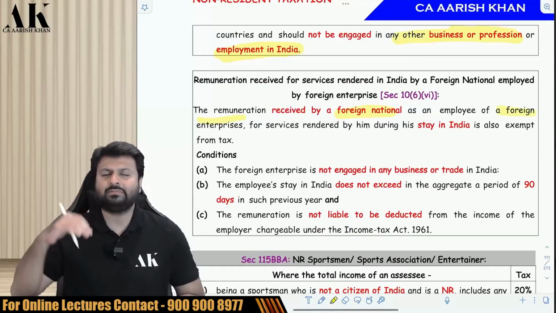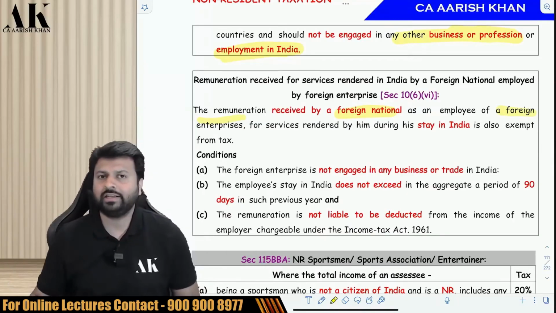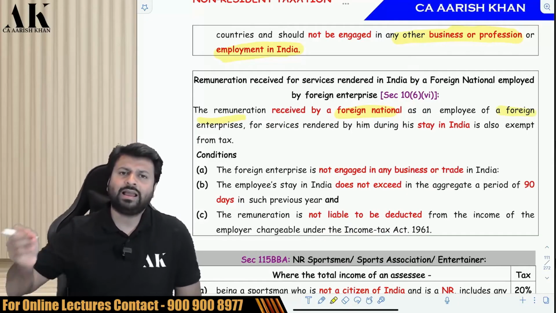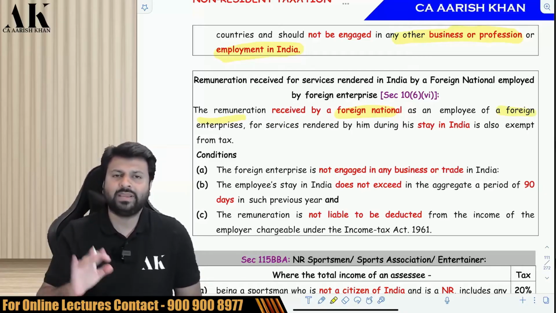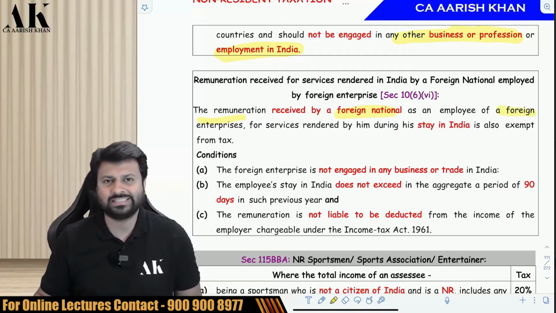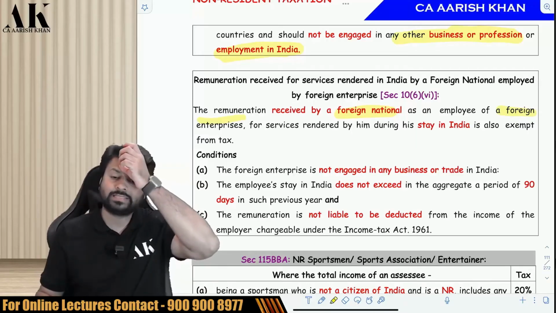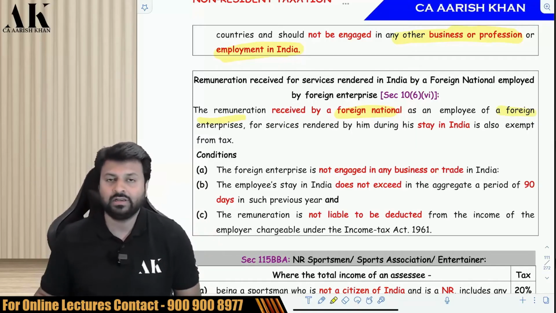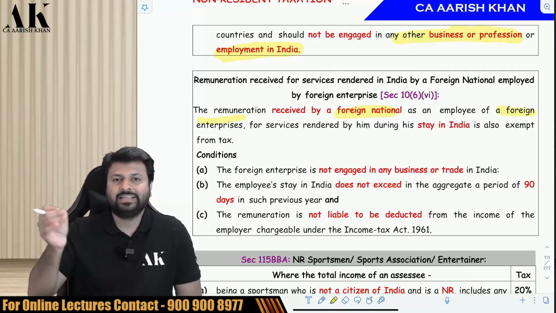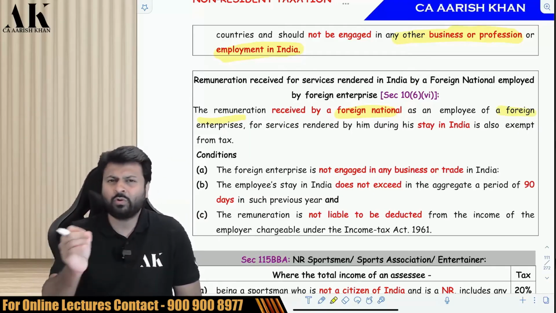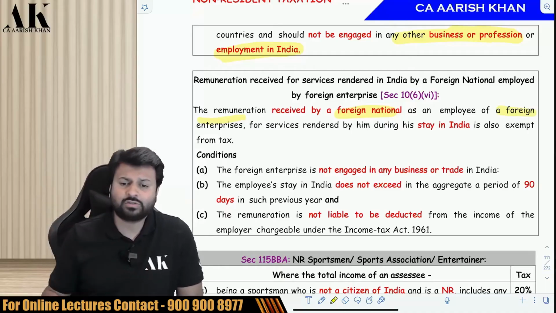Now the next and the last exemption: there is some foreign national who is working in a foreign company. Suppose there is some employee of Apple who is working in some Apple company. Now Apple is sending that employee to India for some days, and Apple is paying salary for those particular days for which he is staying in India. Then that salary will be exempt provided some conditions are fulfilled. So the Apple employee is coming to India for some days, then his salary will be exempt for whatever days he is in India. That's subject to some conditions.